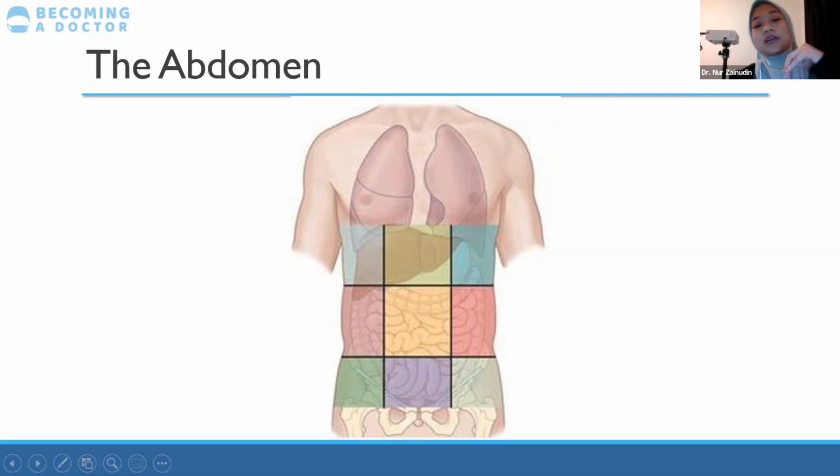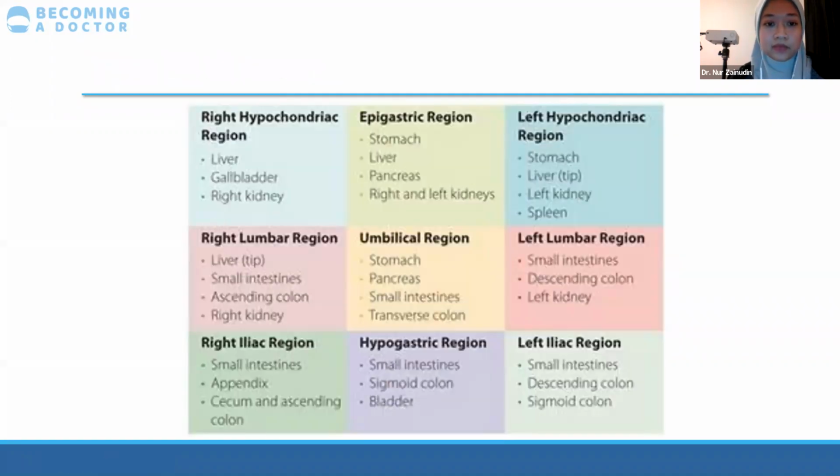Yep, so we have epigastric, right at the top, middle. Right. Anybody else? Okay, so we have the right hypochondriac region, epigastric, and then left hypochondriac.